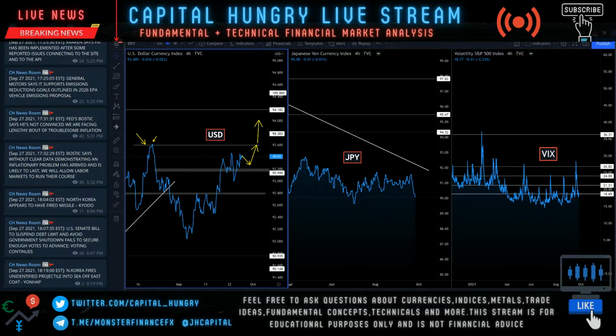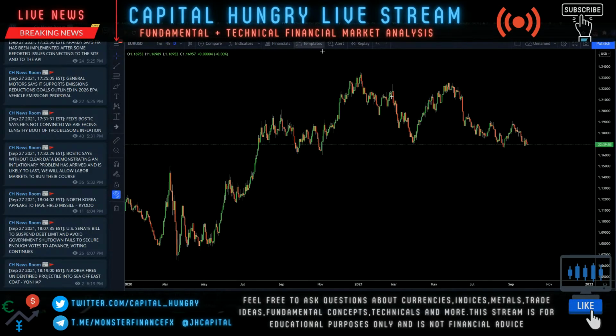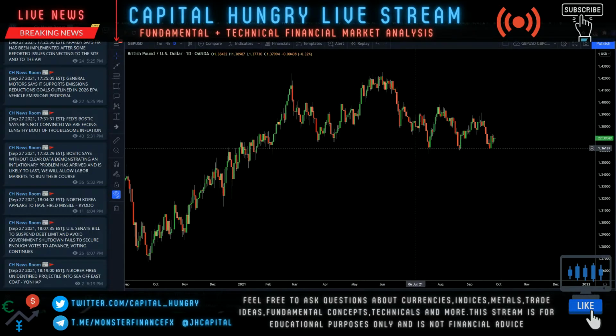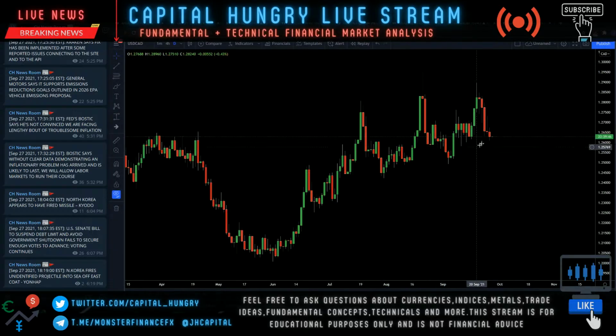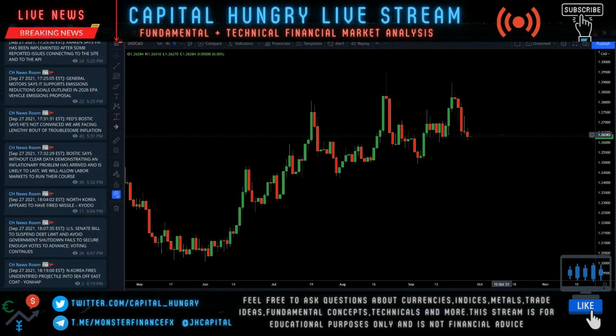If US dollar continues bullish and breaks above this high at 93.6, EURUSD is going to melt this demand zone. GU is also going to come back to these lows and melt this demand zone. And USDCAD is going to bounce off these lows and start to turn bullish as well.